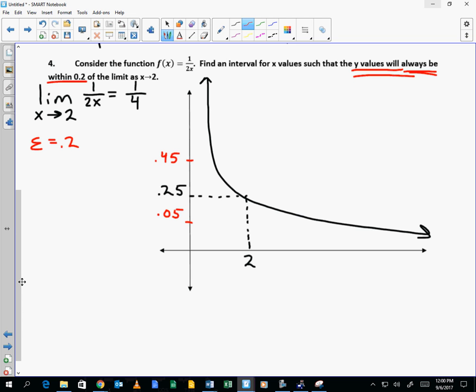Any concern about that? So then we draw our lines. I want to go from 0.45 to the function and down. And I want to go from 0.05 to the function and down. Don't worry if they're not the same as you draw them out. It's okay.